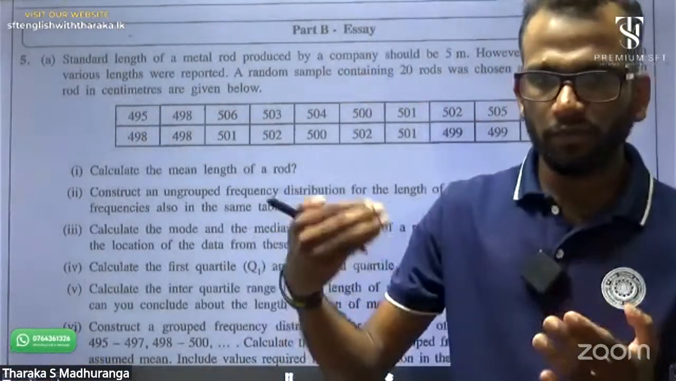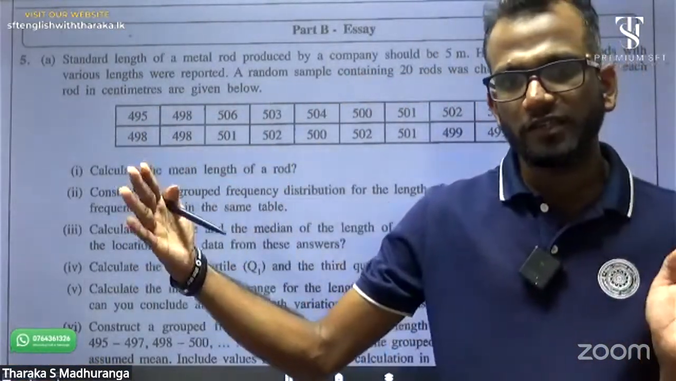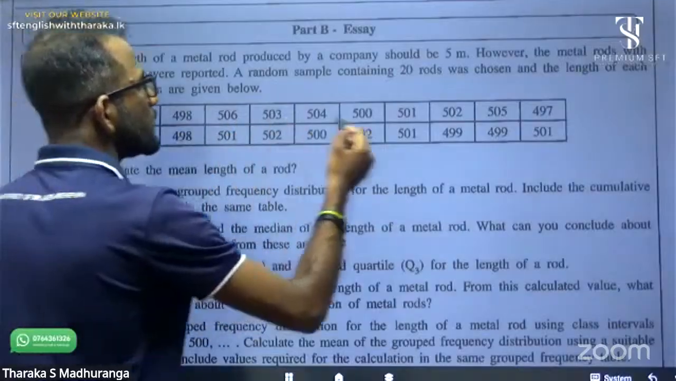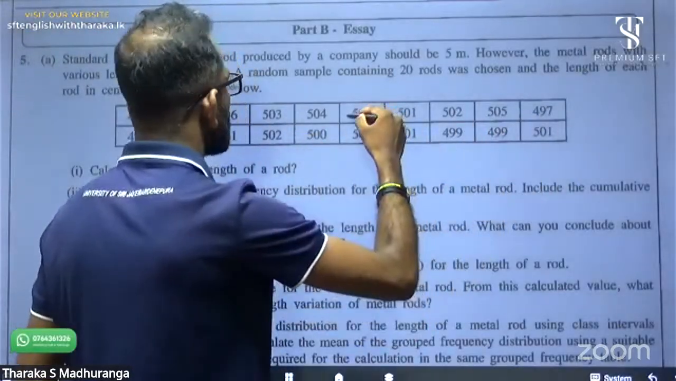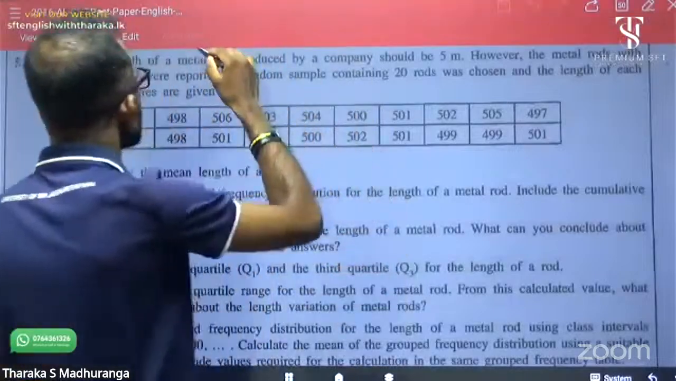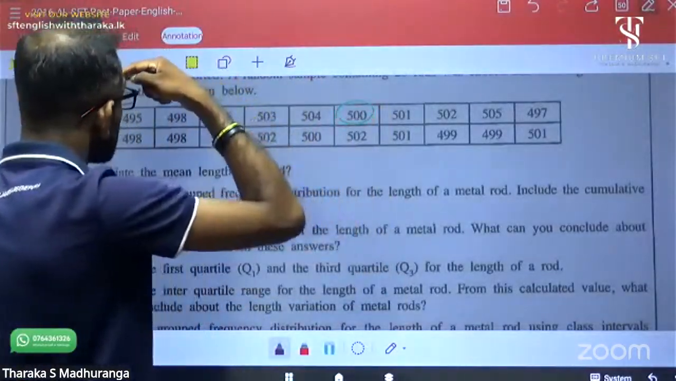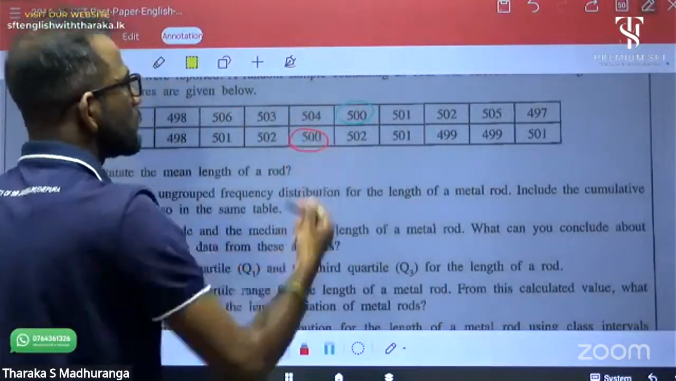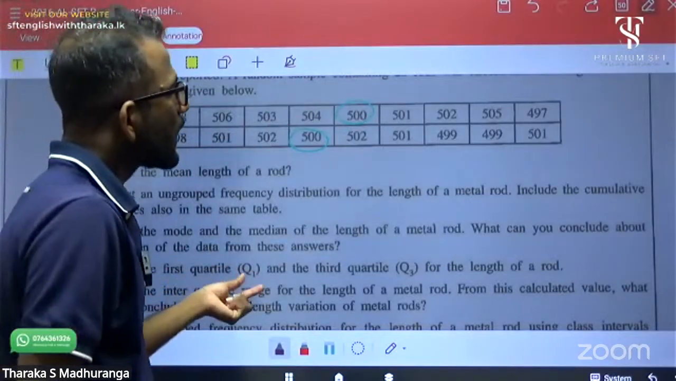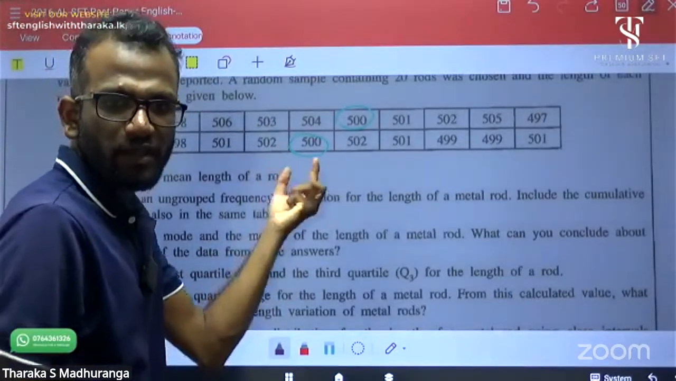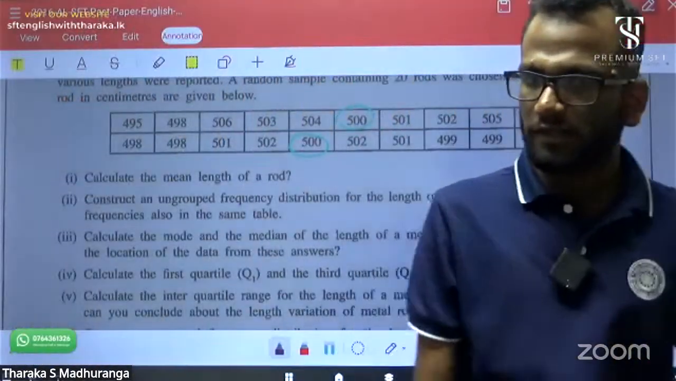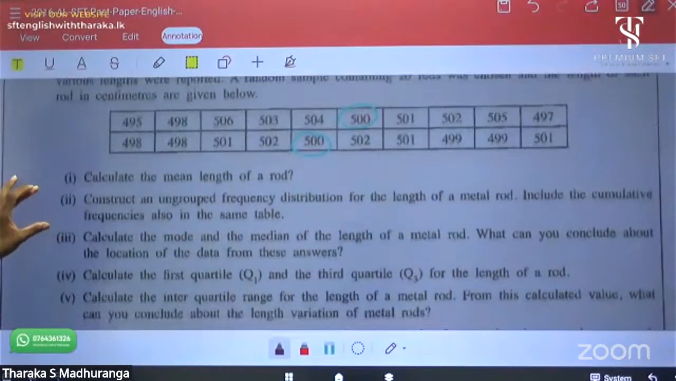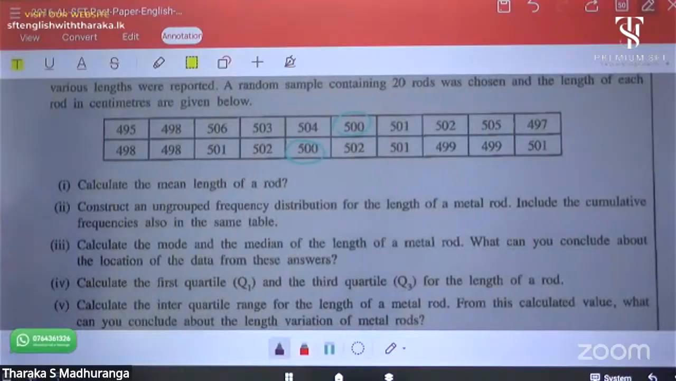If you take the standard length in centimeters, it is 500 centimeters. But you can see small changes. This is a correct standard one. Only one is a standard metal rod; all the others have a variation due to some reasons. Understood? Right. Then calculate the mean of the length, the mean of the rod.